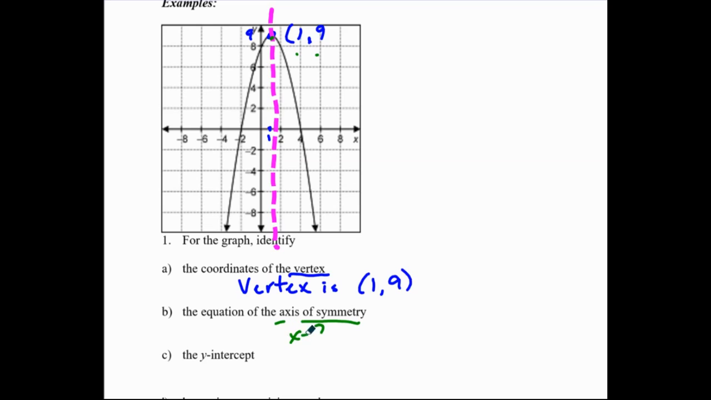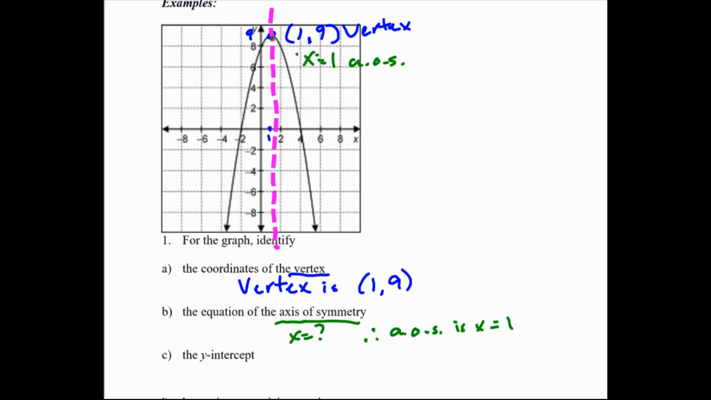Of course, it's x equals something, the axis of symmetry. X equals 1 is the AOS. We'll put vertex. Okay, so therefore the AOS is x equals 1.